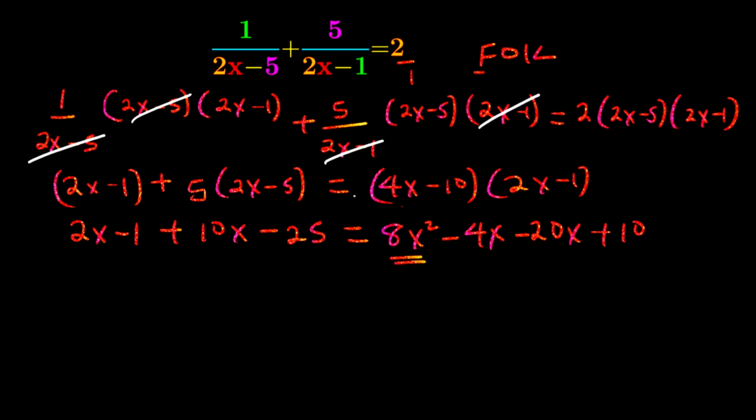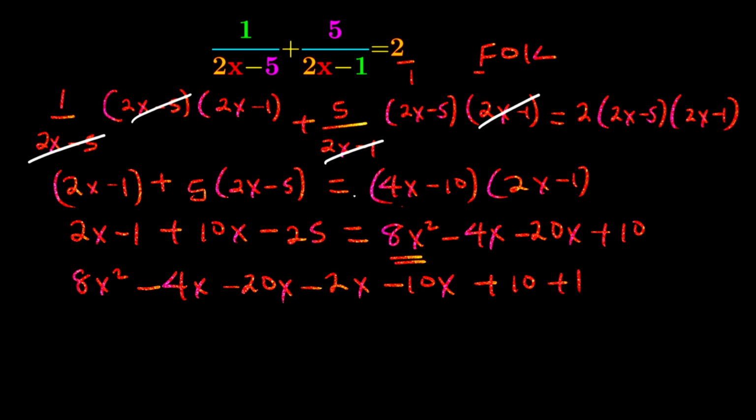So from this point, we just collect like terms, and you can see that we can start with the x squared. So we have 8x squared, and then we follow with the x's. So we're going to have minus 4x minus 20x, then we have minus 2x, then minus 10x. Then we go to the constant terms where we have plus 10, then we have plus 1, and then plus 25, and all of that is equal to 0.